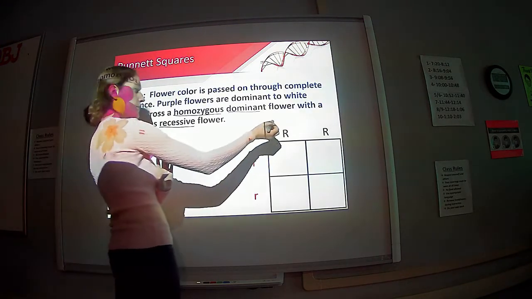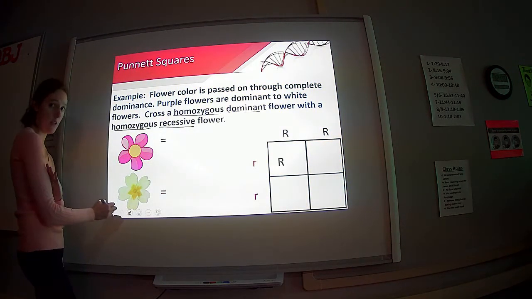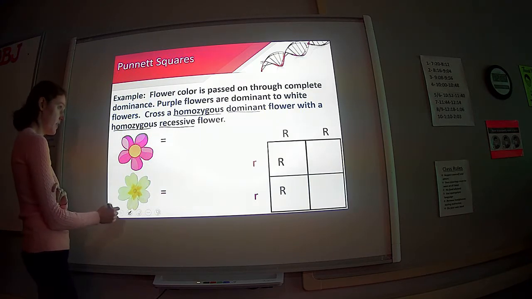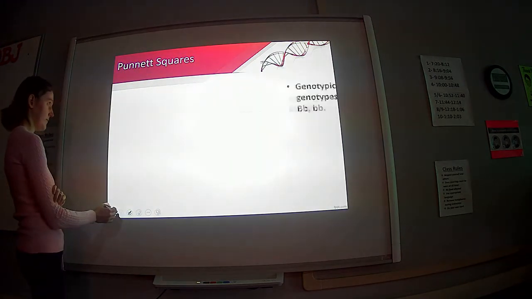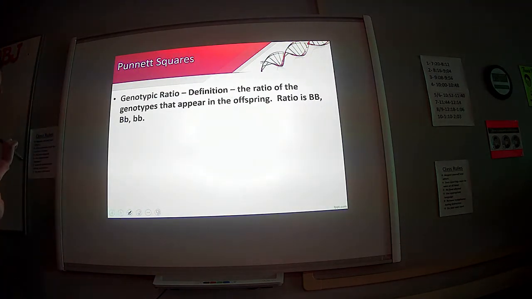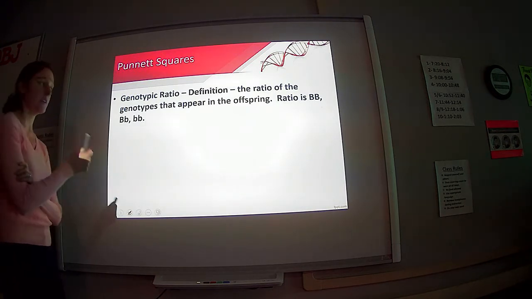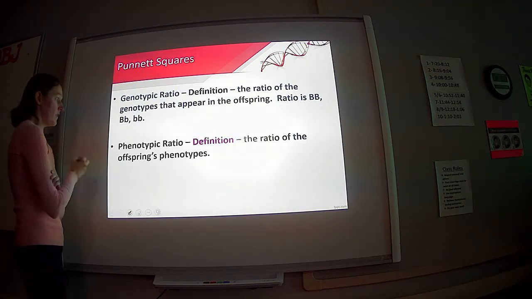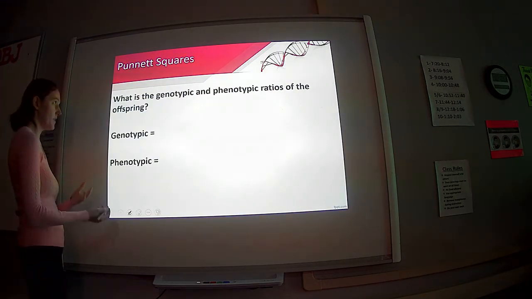And then you're going to pull down and across, and in each one of these boxes, you're going to end up with two letters. That's going to give us a new genotype. So I slid my capital R down, moved my lowercase r over, and there are my offspring. Genotypic ratio is the ratio of genotypes that appear in the offspring. When we write our ratios, we're going to go homozygous dominant, heterozygous, homozygous recessive. Phenotypic ratio is just the ratio of the offspring's phenotypes. So normally it's going to be some type of color.